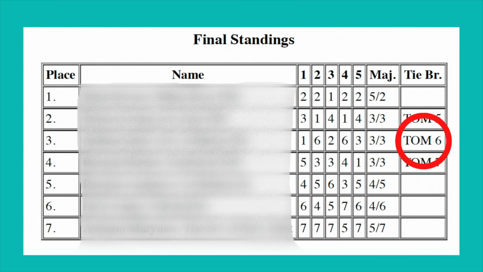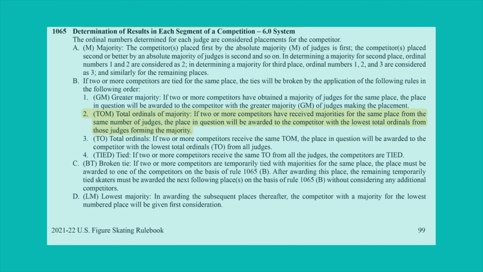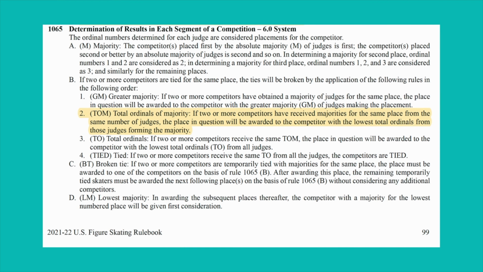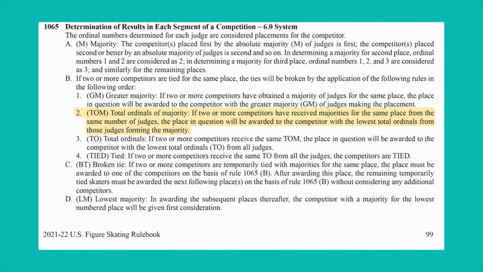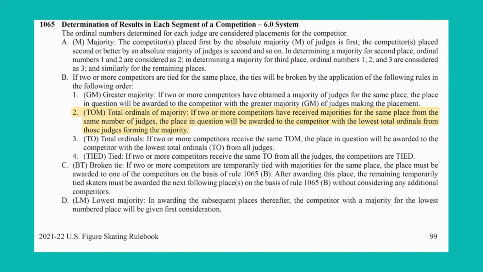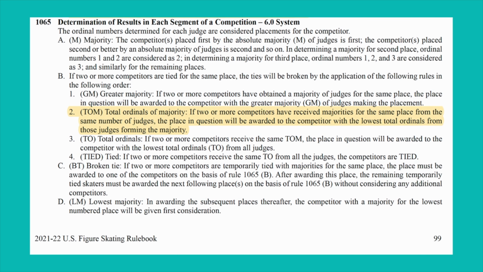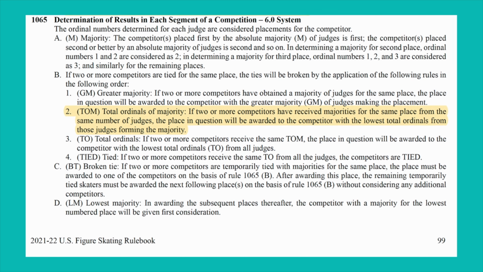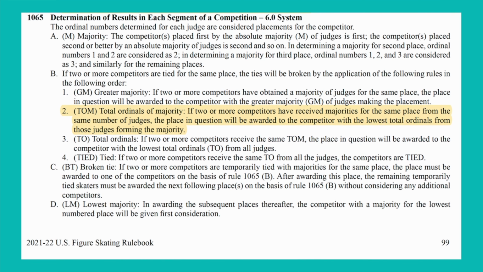You'll notice it says TOM in the tiebreak column. This stands for total ordinals of majority. If 2 or more competitors have received majorities for the same place from the same number of judges, the place in question will be awarded to the competitor with the lowest total ordinals from those judges forming the majority. So let's deal with first place first.